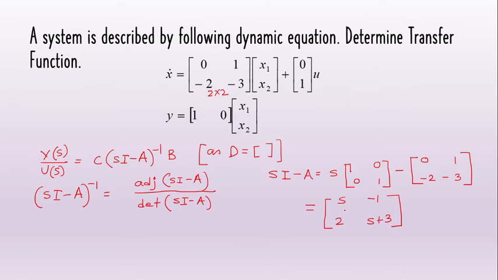Now what we have to do? We have to find the adjoint of this matrix. To find the adjoint, we have to get the cofactor. So, cofactor.